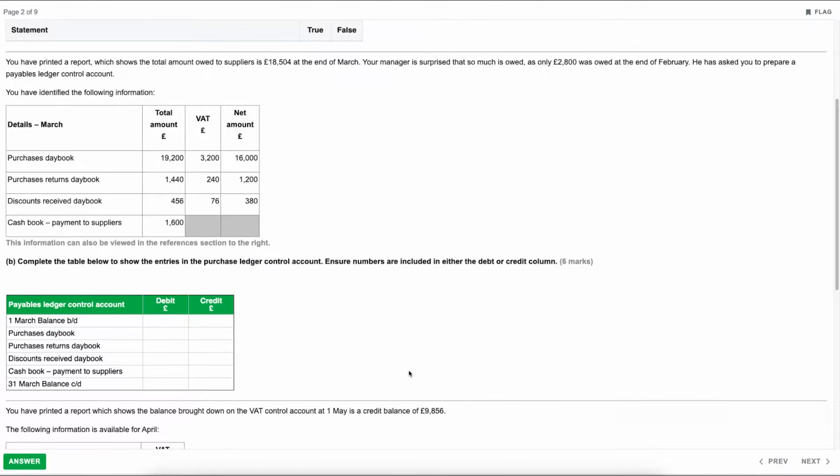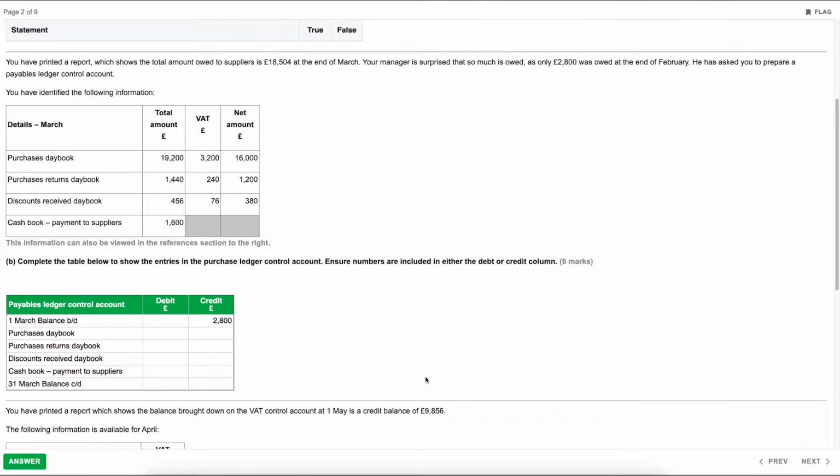As it says, 6 marks, so it's 1 mark for each box here. So to start off with then, it says that £2,800 was owed at the end of February. So our balance brought down at the start of March would be £2,800. And because this is a liability, it would be a credit balance. So effectively what we're saying there is at the start of March, the business owed £2,800 to its credit suppliers.